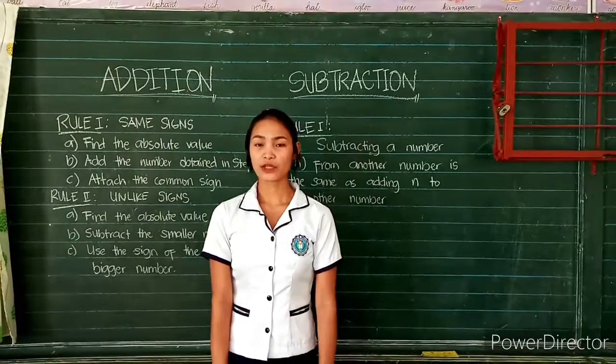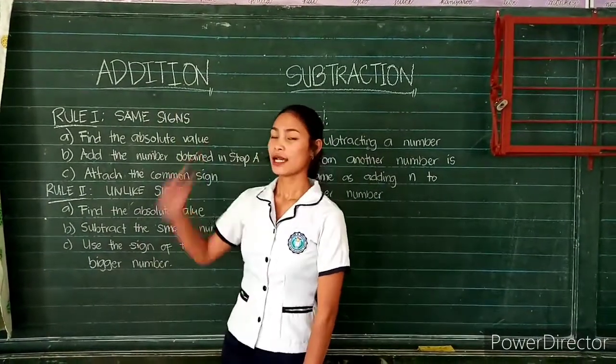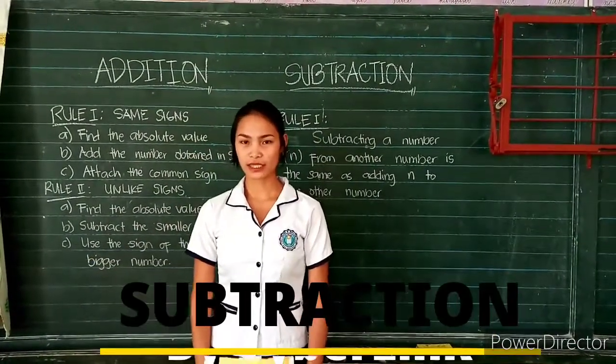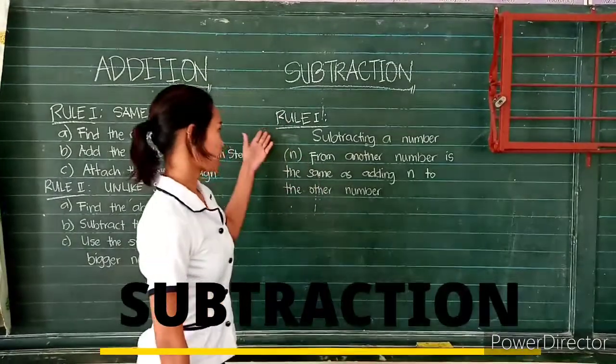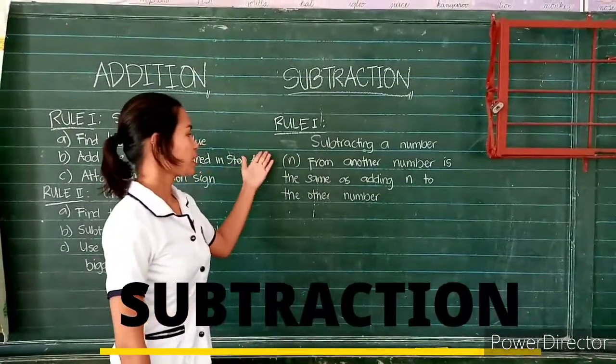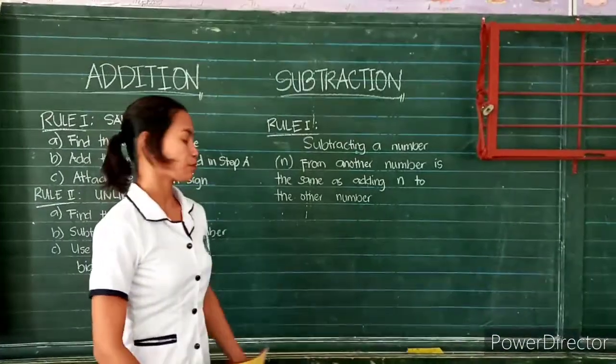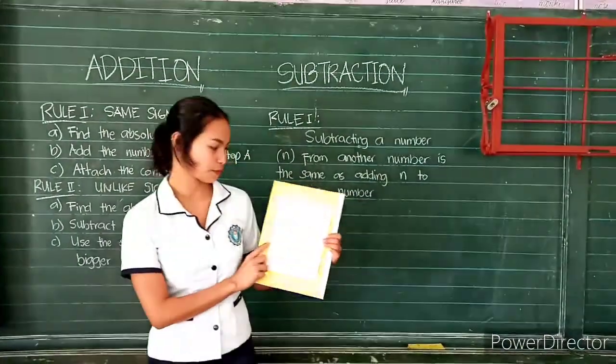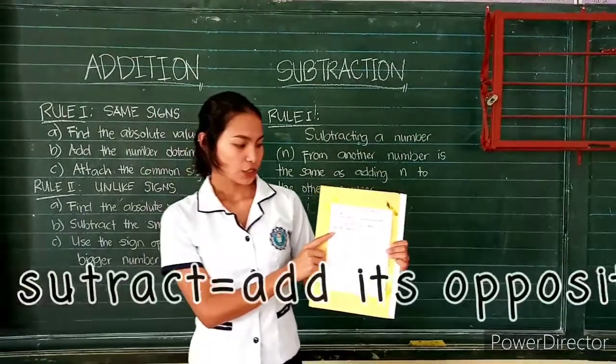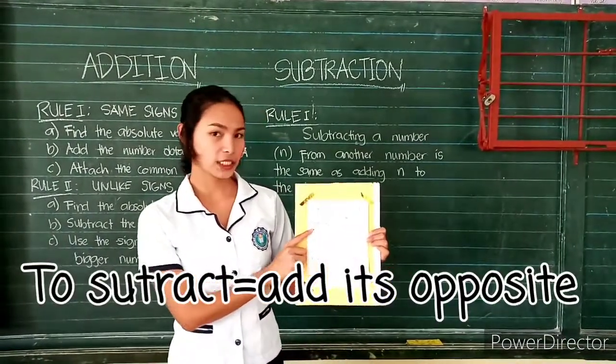Now, it seems that you have already understood the addition. Let us now proceed to the subtraction of integers. Here is the rule: subtracting a number n from another number is the same as adding the opposite of n to the other number. So, I have some examples here. It says, to subtract an integer, add its opposite.